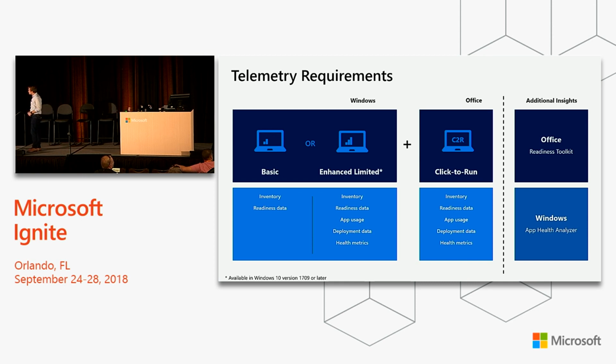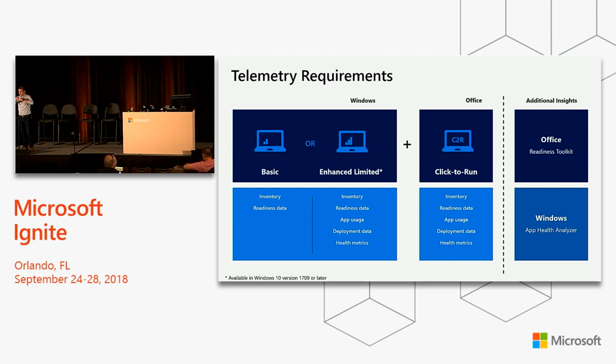On the left-hand side there, you'll notice for Windows telemetry, you get a choice between the basic telemetry level and the enhanced telemetry level. Basic is going to be just your raw inventory of what's on the boxes and a little bit of readiness information, if any of those items are blocked. Once we step up to enhanced, we're able to enrich that quite substantially. We give you usage information. So instead of just seeing install counts, you can see how many people are actually launching the application. Just because it's installed doesn't mean anybody's actually using it.